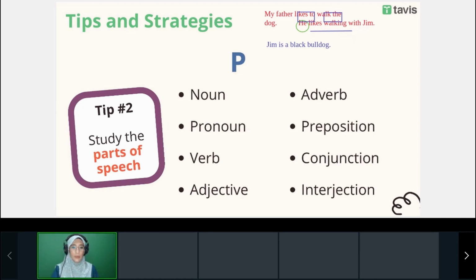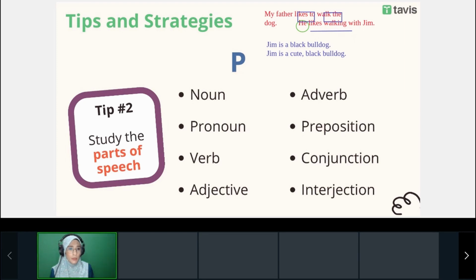So instead of saying that Jim is a black bulldog, you can say Jim is a, make sure you have that article with you, a cute black bulldog. Now, you can also have this way: a cute, comma, black dog. You can have this sentence too. And some can even do it this way.